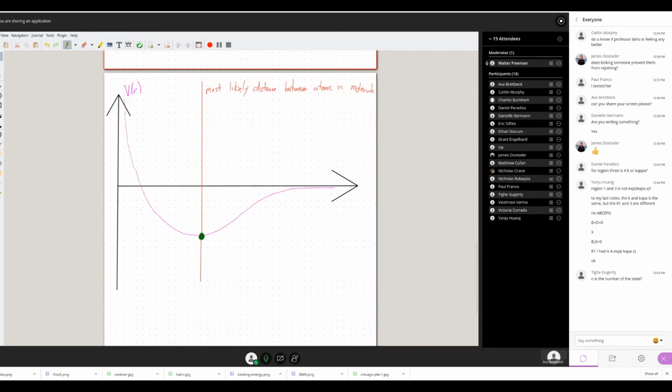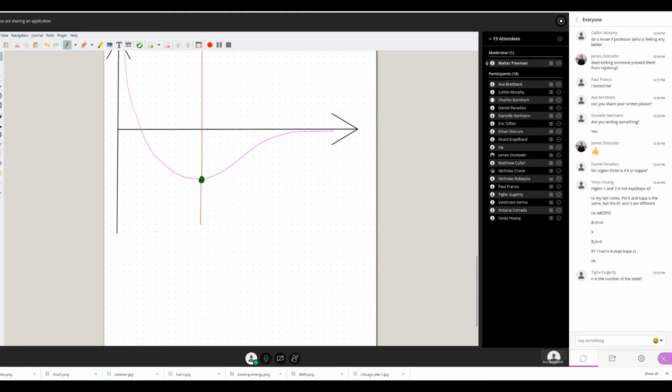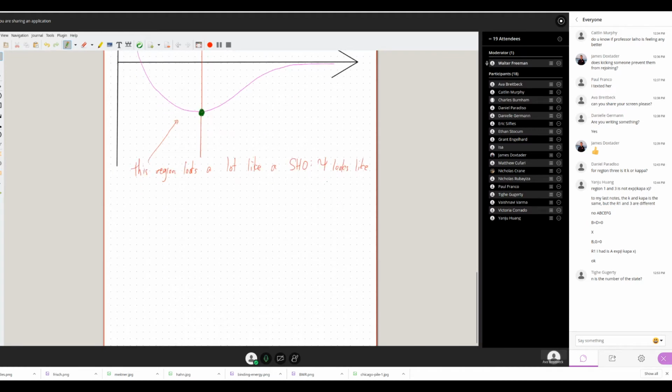So what you can do is you say, gee, well, this region looks a lot like a simple harmonic oscillator, where psi looks like, psi of x equals some constant plus 1 half kx squared, right?